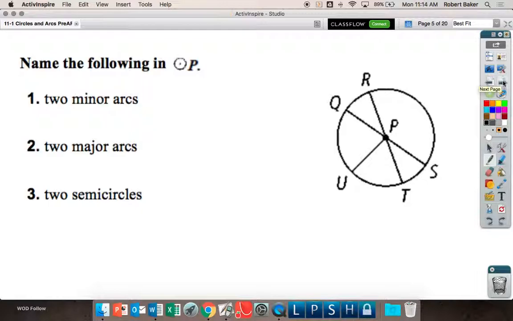So it says we have circle P. You see circle P? Why is it called circle P? Because P is the center of the circle. Okay? Now, I want you guys to name 2 minor arcs.